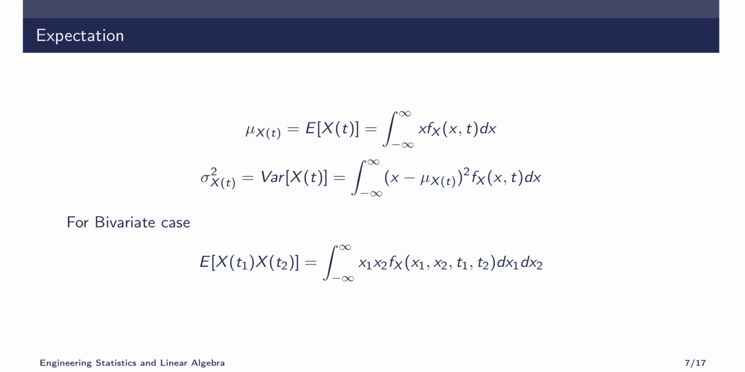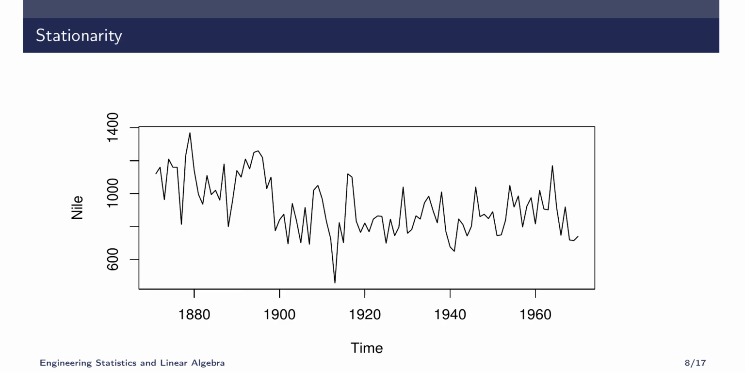Moving to the bivariate case, you have two variables x of t1 as well as x of t2: the integral of x1 into x2 into fx of x1, x2, t1, t2 dx1 dx2. So it is the same as the bivariate case we have discussed, but the only additional thing is there is a time parameter. Now we will move to an important term called stationarity, a stationary process.